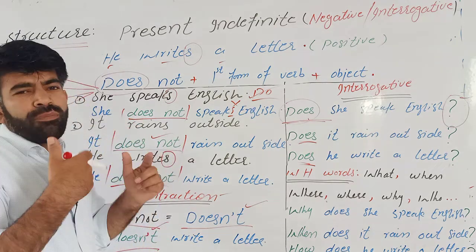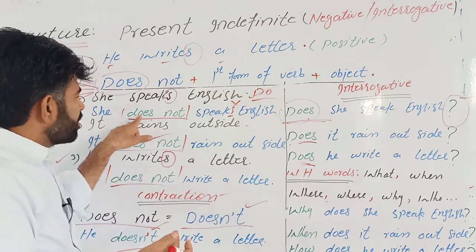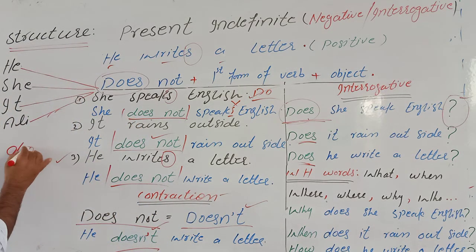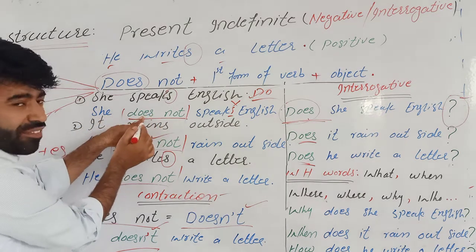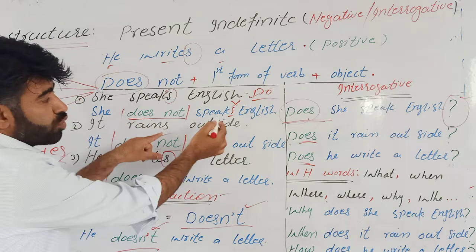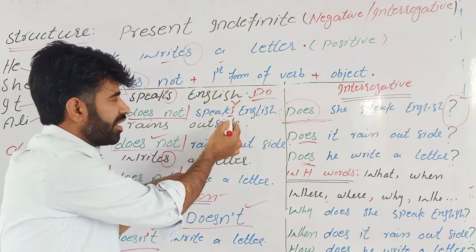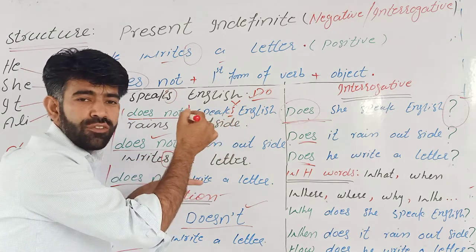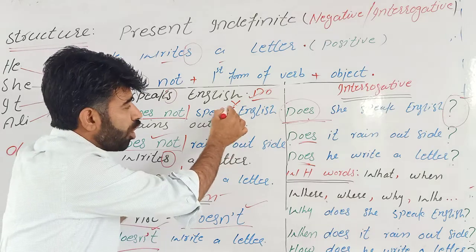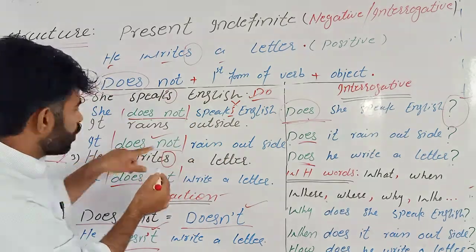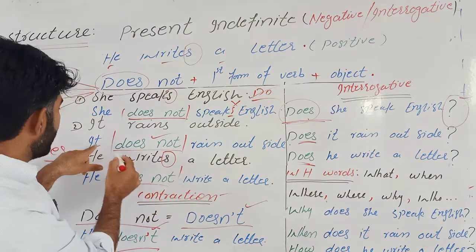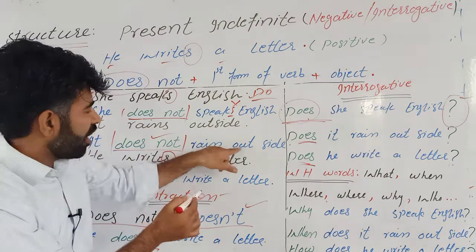Because for better understanding, we can say this is "do," and what did we add? We added "es" with it. So we already have "es" in "does" here, so we do not need to add s at the end of the main verb of the sentence. We will drop it if we have it in the positive sentence. This is what we did here as well: it does not rain outside.